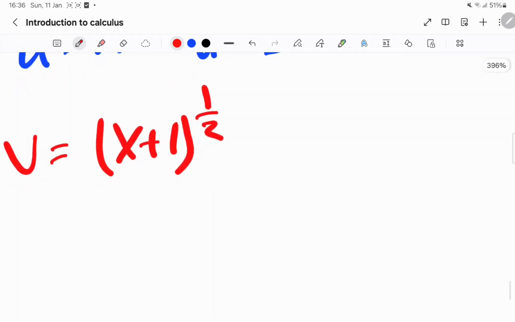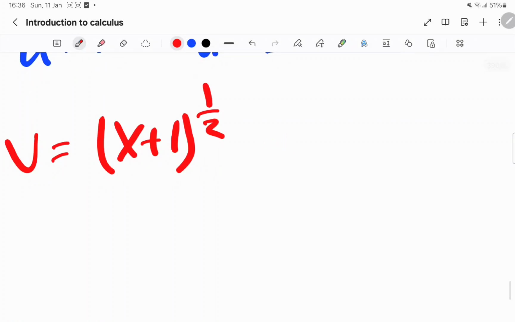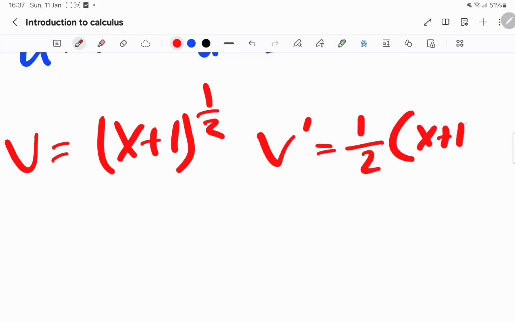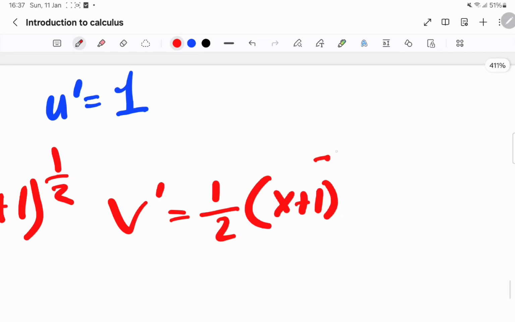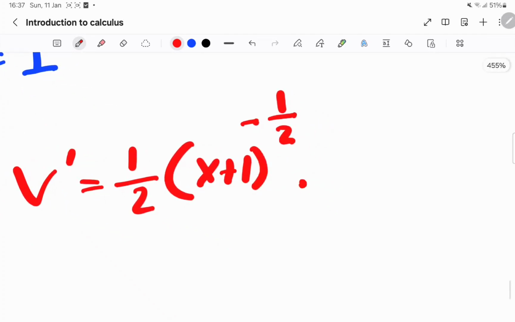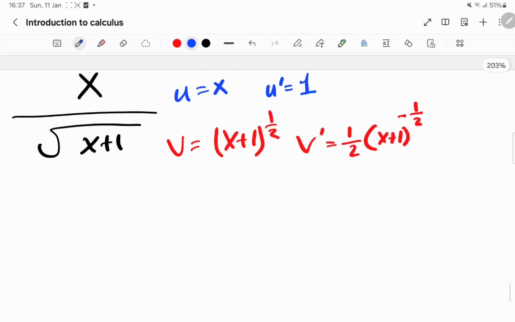You guys remember the chain rule, which I covered in the last topic? v prime is equal to bring down the power. It's equal to a half x plus 1 to the negative a half, because you subtract 1 from the power, multiplied by the derivative of the inside function, which is this one. You can ignore that. No need to complicate things.